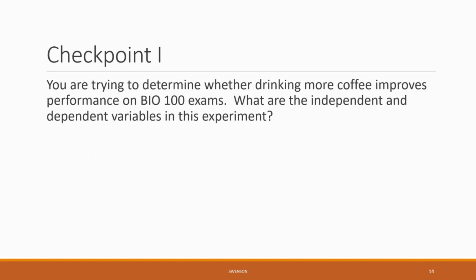And that brings us to our first checkpoint of the course, which is: you are trying to determine whether drinking more coffee improves performance on Bio 100 exams. What are the independent and dependent variables in this experiment? And if you need to, go ahead and pause the recording to write down the question.